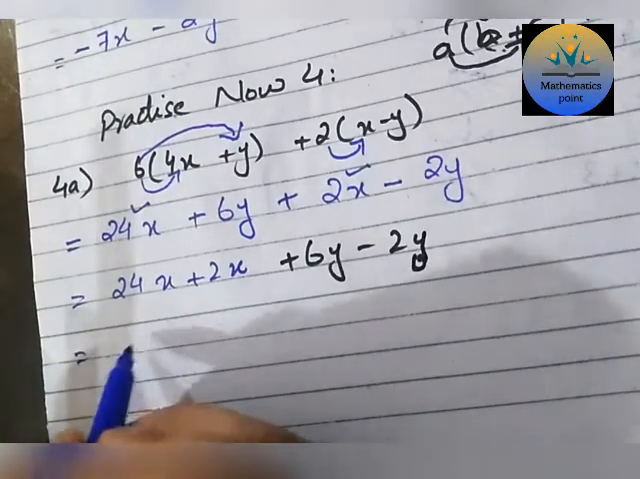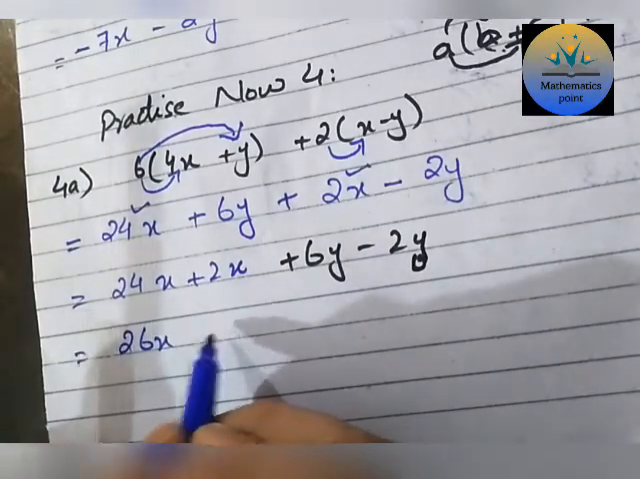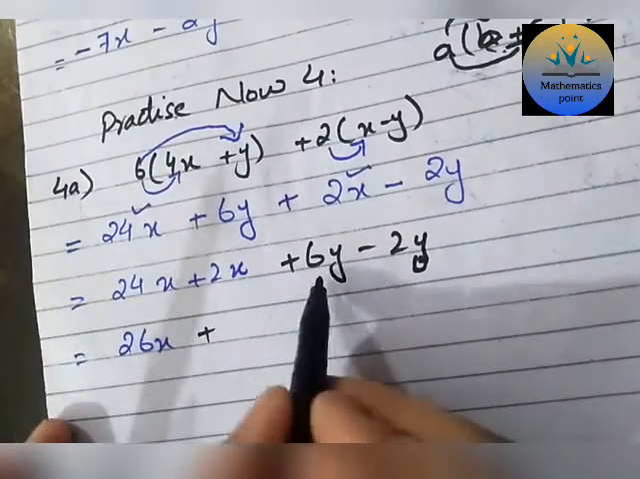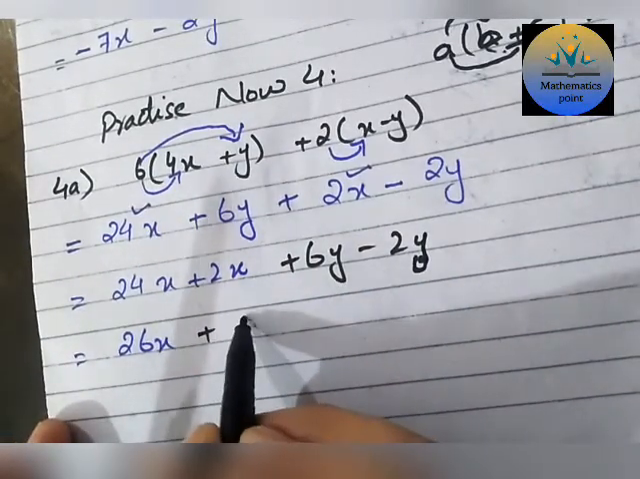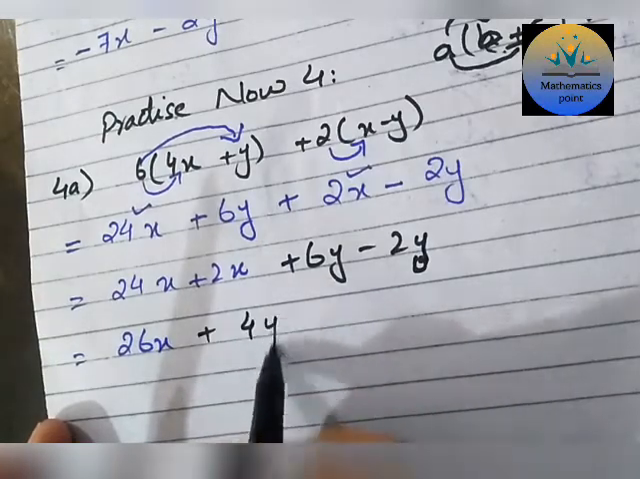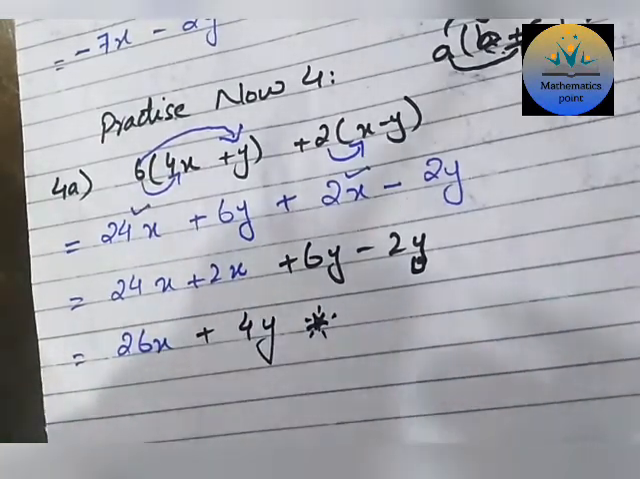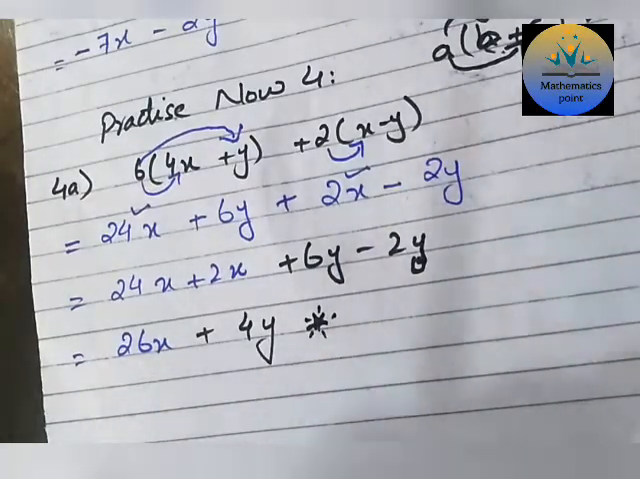24 plus 2, 26x. Then 6 minus 2, again opposite term, 6 minus 2 is equal to 4, and what is the variable? y. So it is done with this question. Now we move towards the B part of the practice.